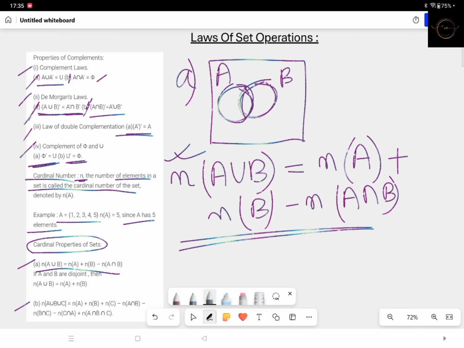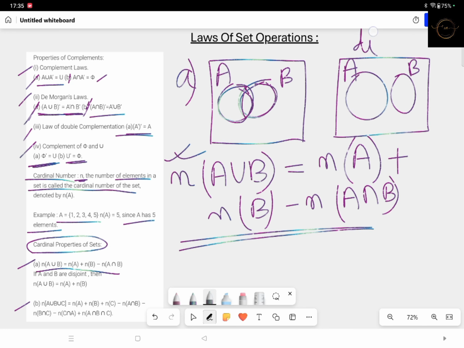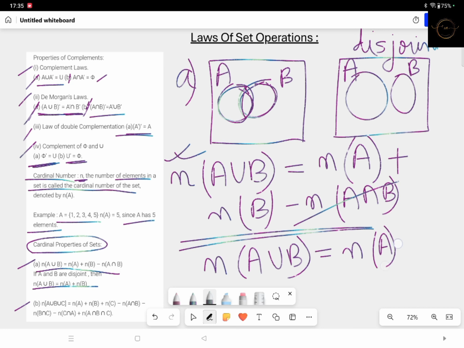Now this is for joint sets. But when there is a question of a disjoint set, suppose this is set A and this is set B, that is, they are disjoint. And you know, for disjoint sets, there is no intersection between them. So this intersection will not be there in the question. So for disjoint sets, the formula will be n of A union B equals n of A plus n of B, because n of A intersection B will not be there. So this is the formula for 2 sets.